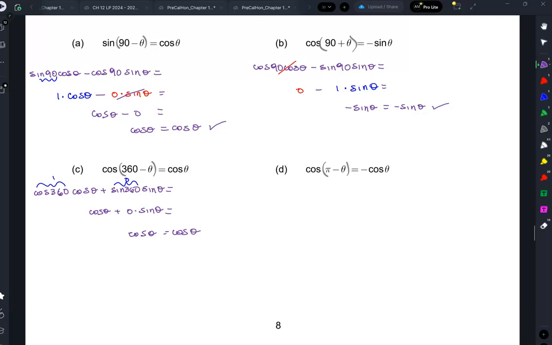You should get the other side. If you don't get the other side, then we have done something wrong, right? Because if you're proving an identity, you're proving something that is already true. I mean, you're not proving it, you're just showing that it is true.